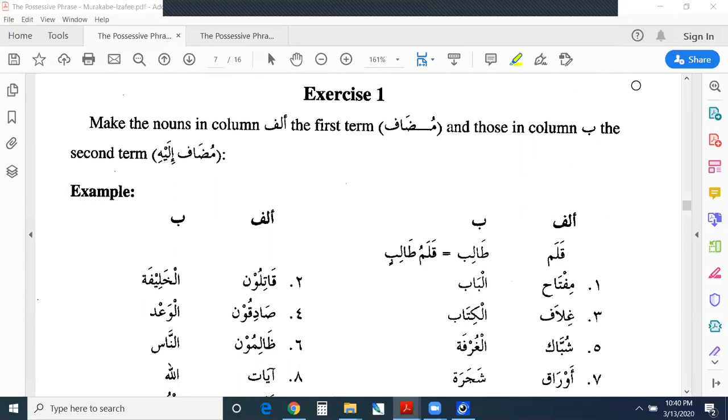Okay. So here, this exercise number one, they're saying, make the nouns in column alif the first term mudaf, and those in column B the second term mudaf ilay. So alif is right here. There is a noun given. So they have mudaf, kalama, talib. They're not putting the harakas because they want us to do that. So the kalama should have kalamu, and talib should have talibin. Making sense? Okay. So this is the exercise. The question number one is miftah al-bab. So what will the answer be? Miftahul babi. Very good job, Sajida.